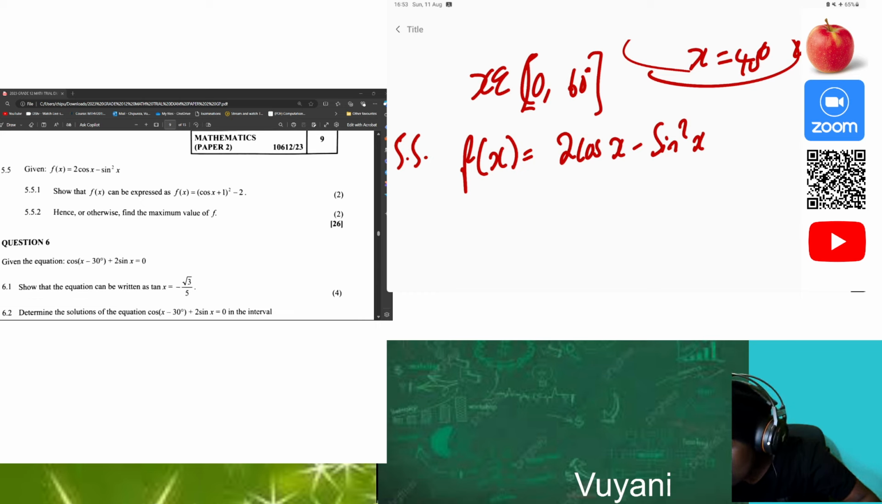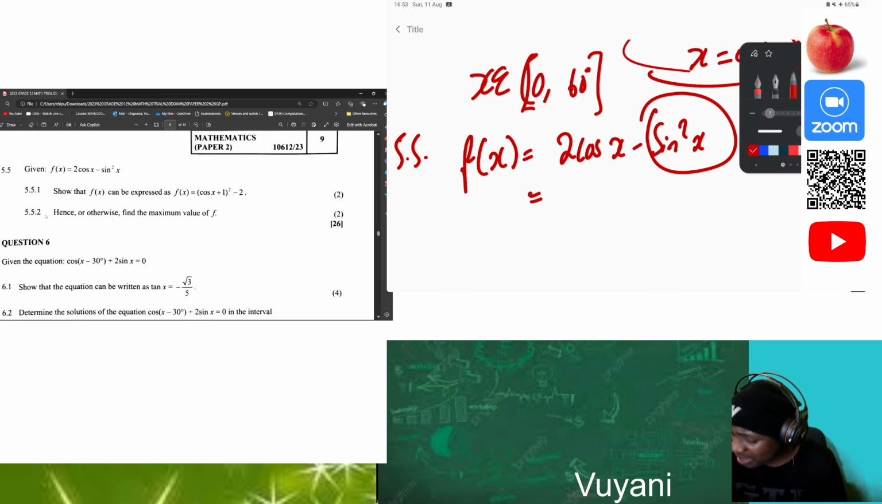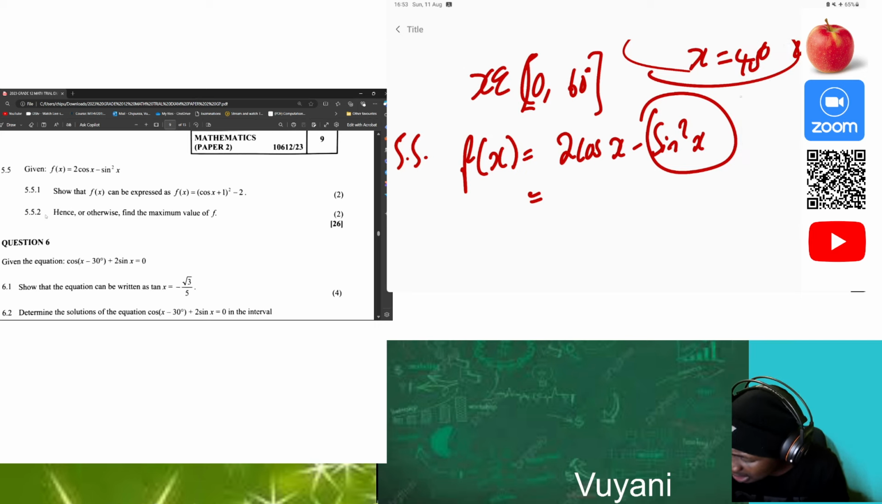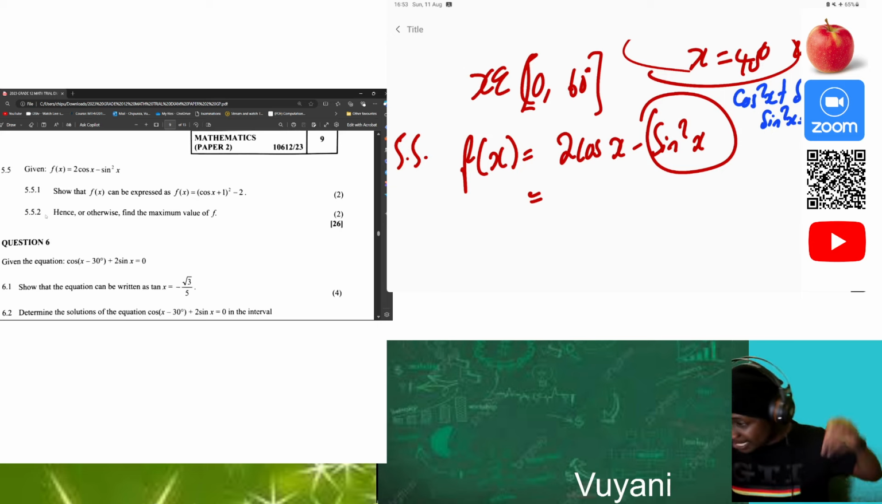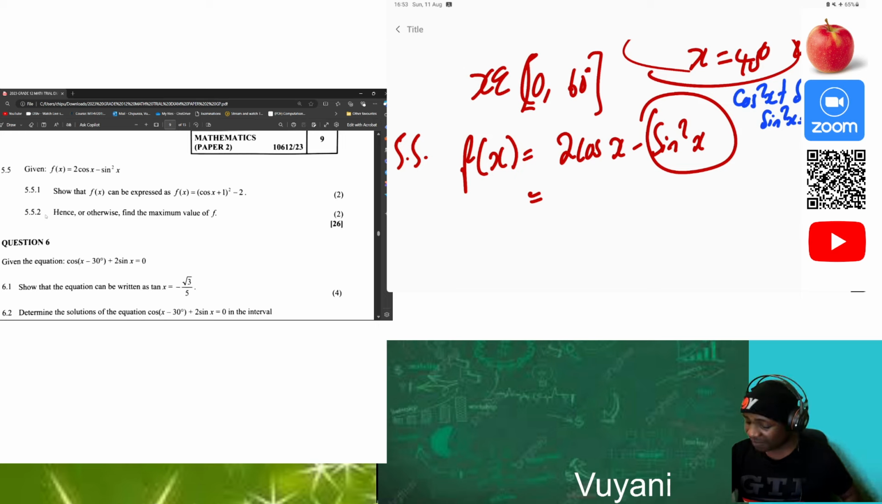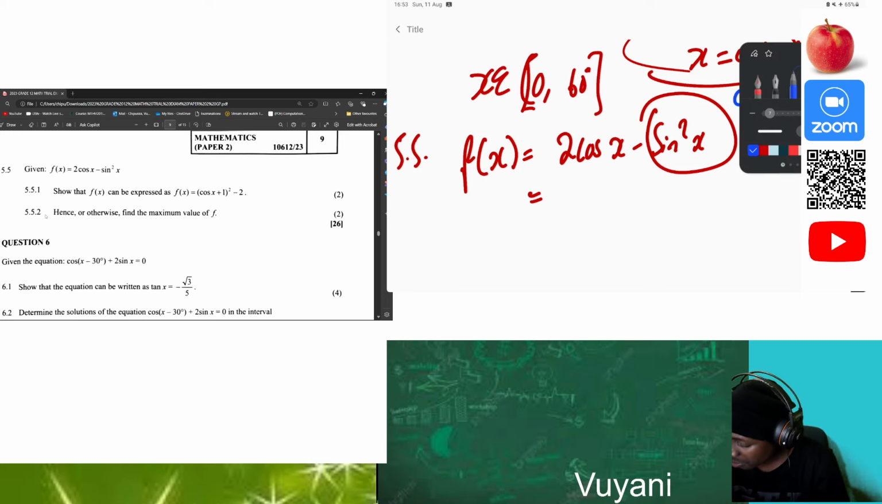They're saying show that f of x can be expressed as f of x is equal to cos x plus 1 squared minus 2. Guys, this is so much fun. So now we can see that we need to change everything to be in terms of cos, and we know something about sine squared x, that cos squared of x plus sine squared of x is always equal to 1. So when we make sine squared of x the subject of the formula, that would be 1 minus cos squared of x. Yes, that's an identity from grade 11. So we're applying that identity which we have been taught in grade 11.